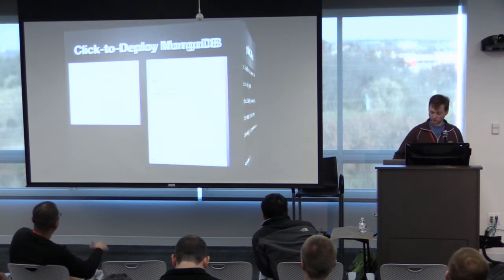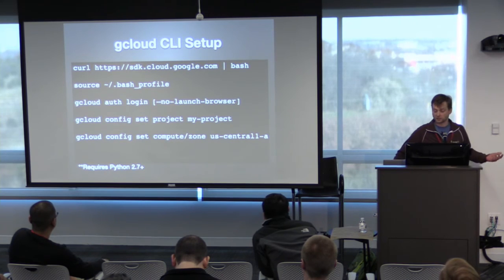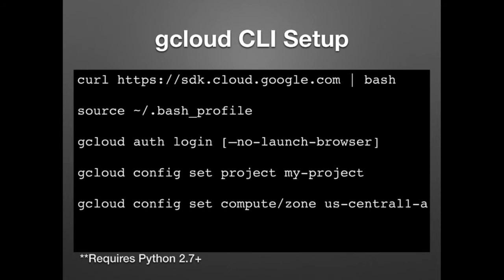Right. Okay, so let me just zip through this real quick. The gcloud CLI is really simple to install. Just run the curl command, pipe that to bash. It'll run through a really simple installer. It'll set up your path for you, so you need to either open a new shell or source your bash profile.